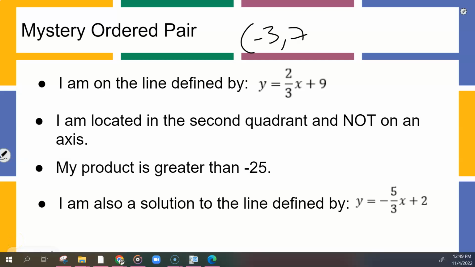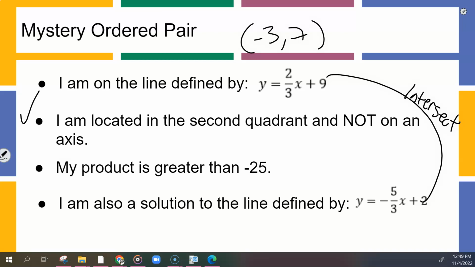Walk me through that process. How did you get that? I really just grabbed the first one and the last one. Okay. And saw where the intersection was. Okay. And then, did this one work? Yeah. It was located in the second quadrant.